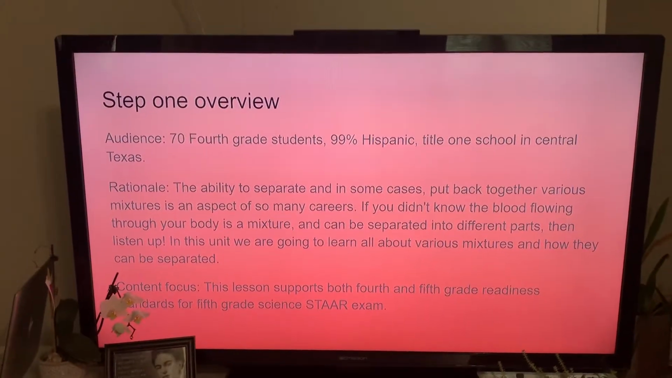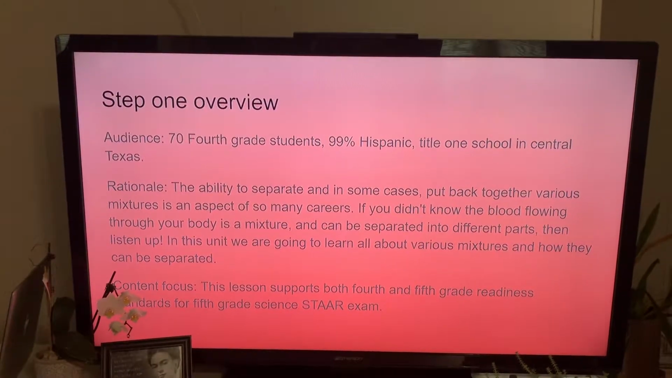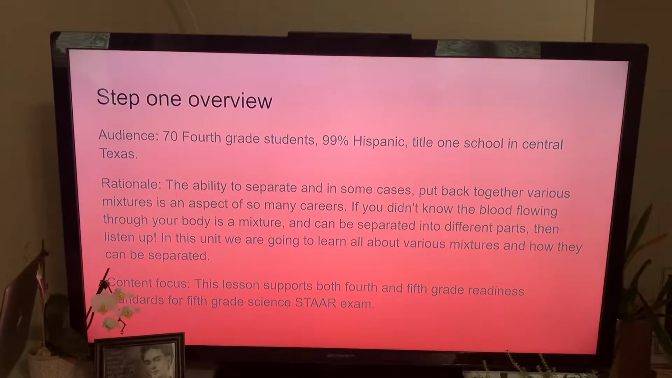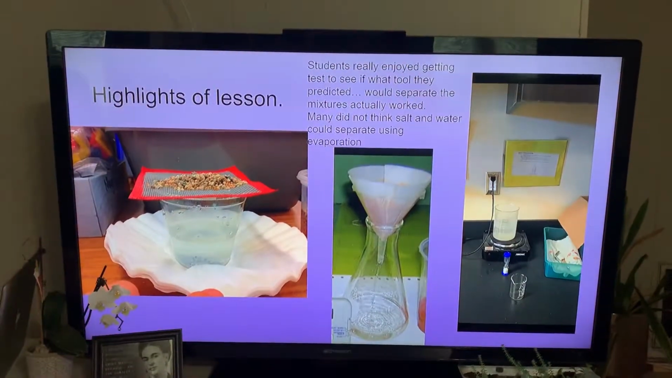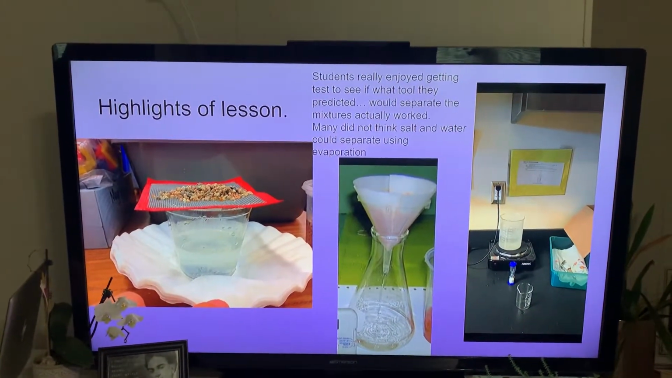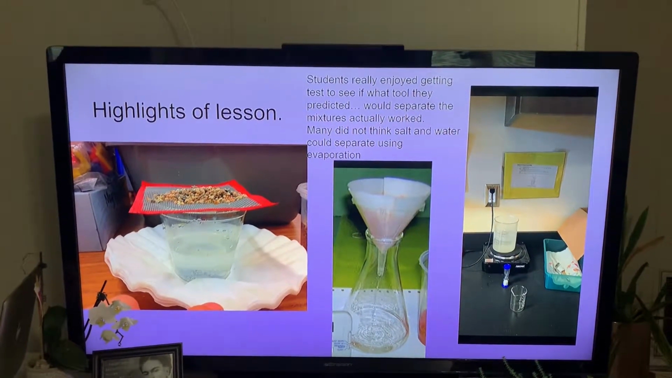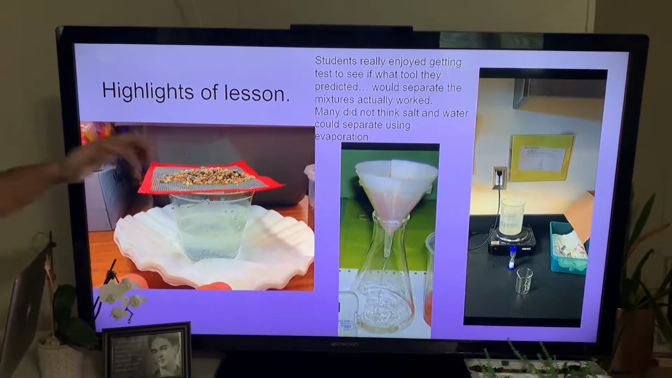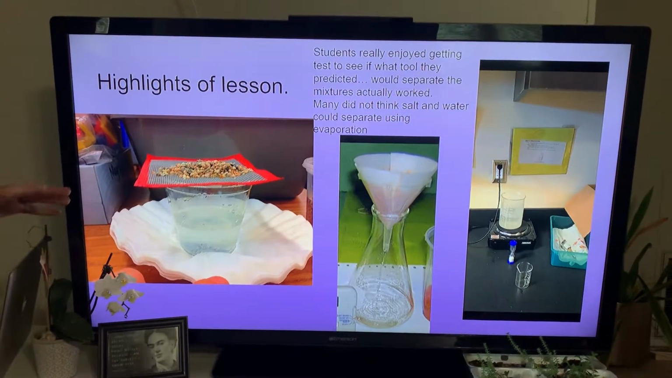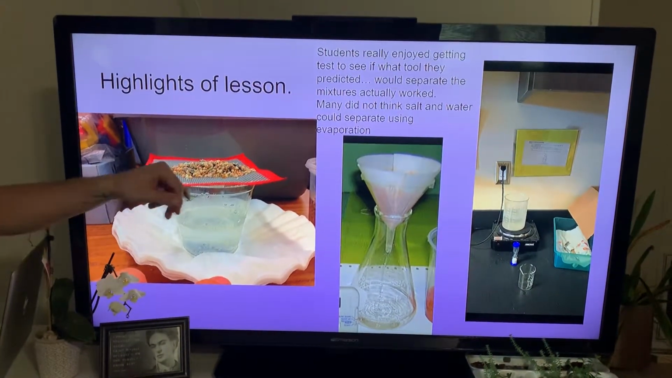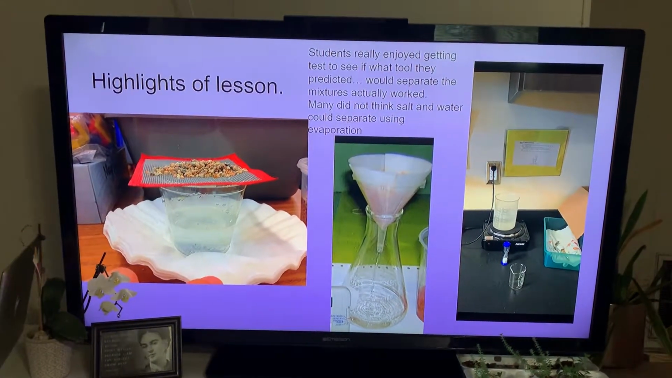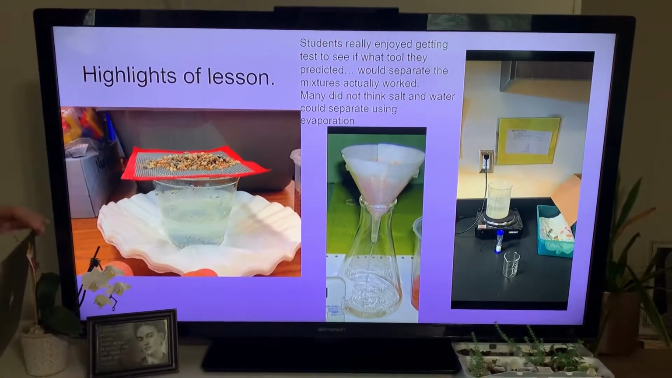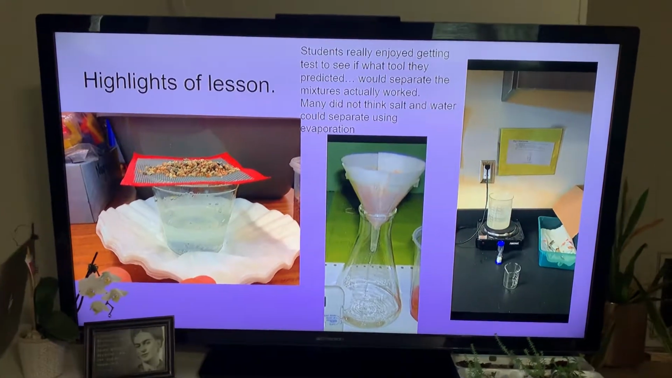This content focus is on the readiness standards for 4th and 5th grade, for Science STAAR for 5th grade. Some of the highlights of this lesson: I got to do this in my lit camp this summer, and my kids really enjoyed getting to test their predictions. Before we did this lab, students tested what they thought would separate each mixture, and they were really excited when their tools to separate these various mixtures were correct.